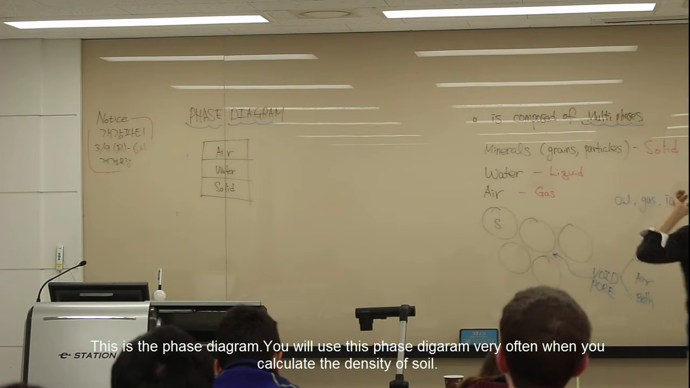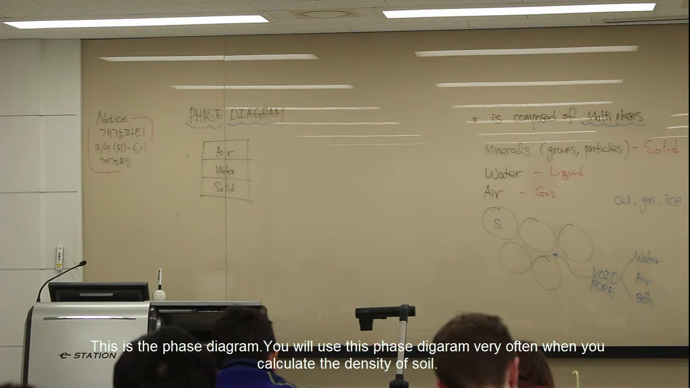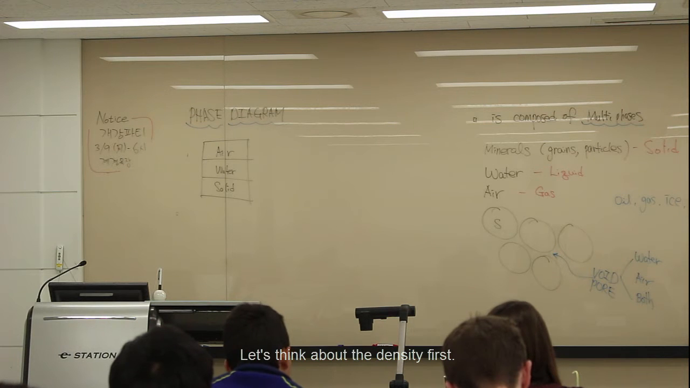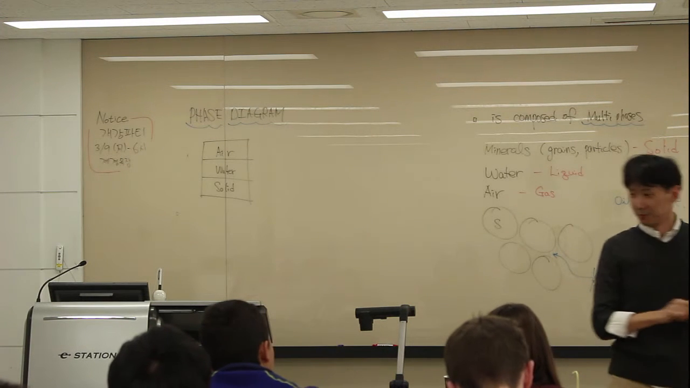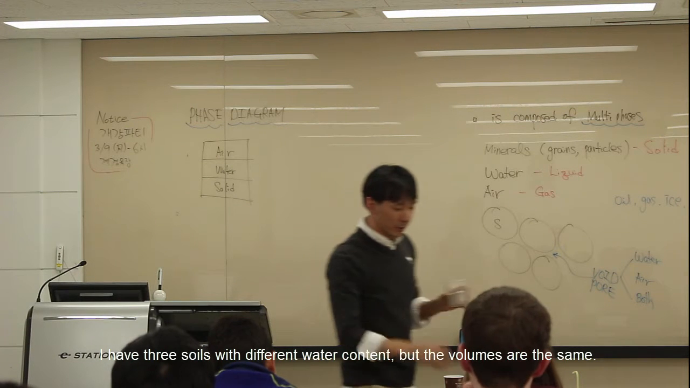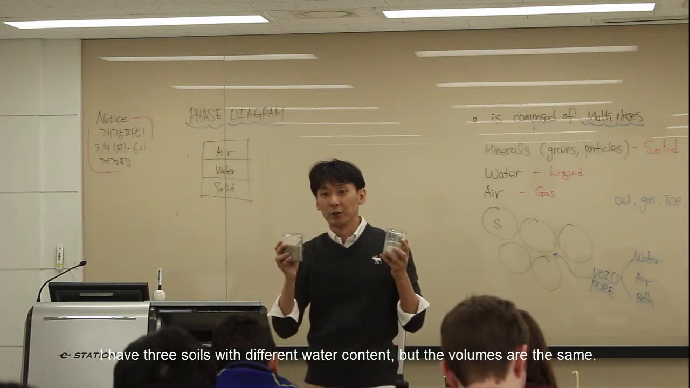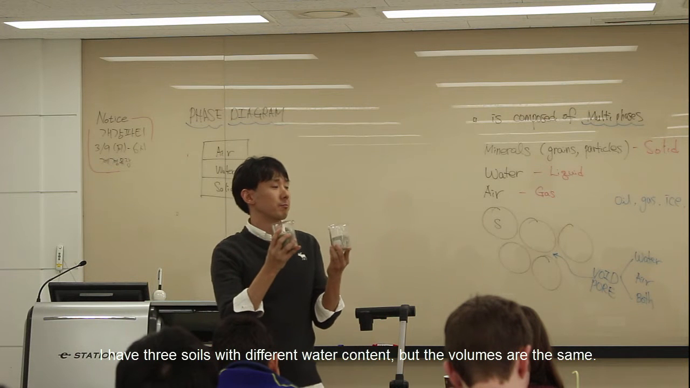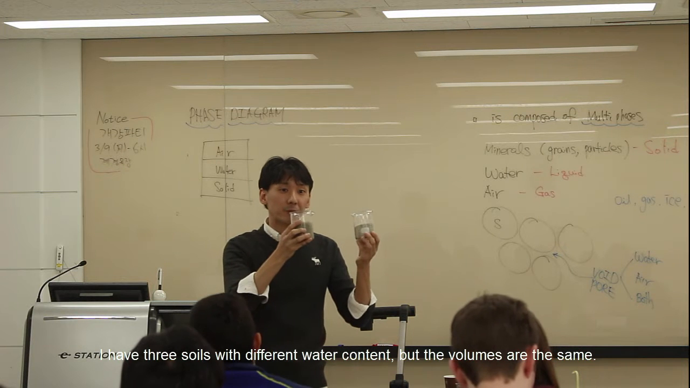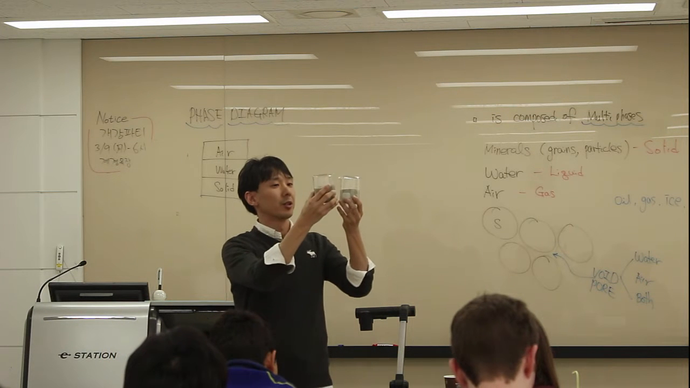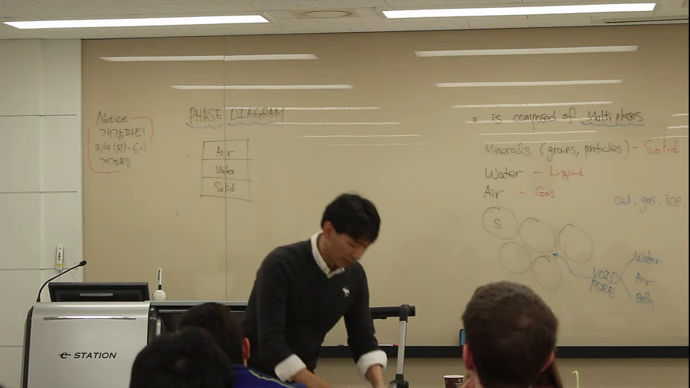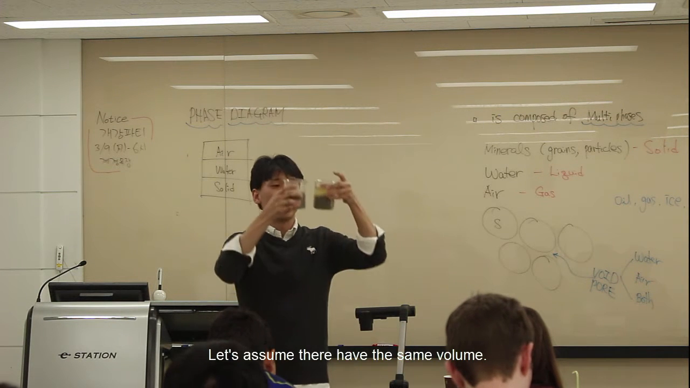We're going to use this phase diagram a lot when we calculate the density of the soil. Let's think about the density first. With the dry soil. So I have three different soils here with a different water content or water weight ratio, but the volume is the same. I intentionally mixed it to be pretty much the same volume, not exactly, but let's assume it has the same volume.